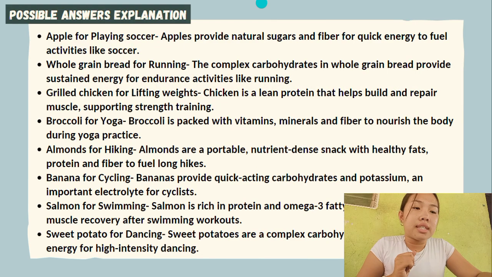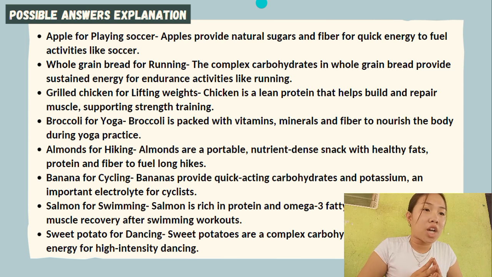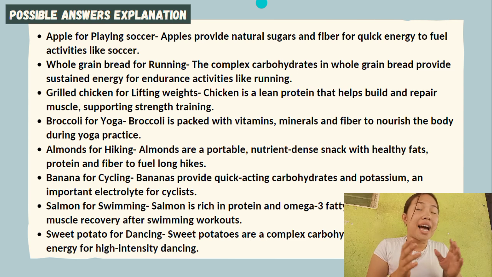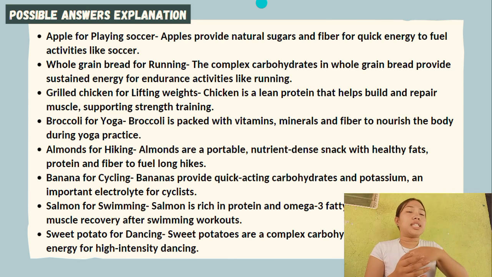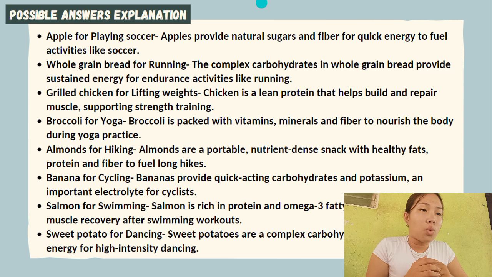So maybe this is your explanation. Apple for playing soccer provides natural sugars and fiber for quick energy to fuel activities like soccer. Whole grain bread for running: the complex carbohydrates in whole grain bread provide sustained energy for endurance activities like running. Next is the grilled chicken for lifting weights. Chicken is a lean protein that helps build and repair muscle, supporting strength training.